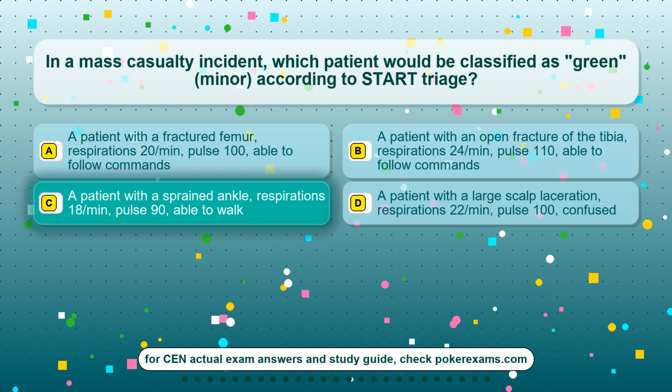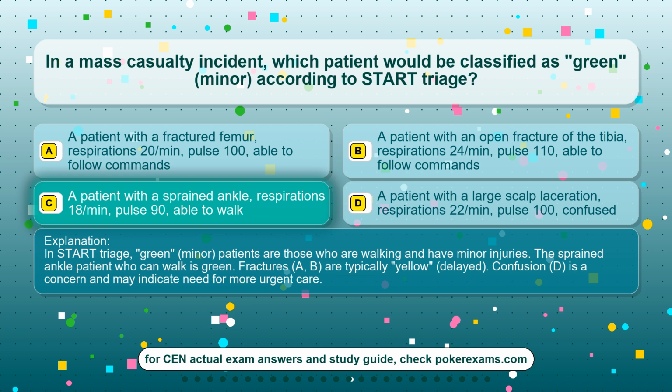The correct answer is option C, a patient with a sprained ankle, respirations 18 per minute, pulse 90, able to walk. In START Triage, green, minor, patients are those who are walking and have minor injuries. The sprained ankle patient who can walk is green. Fractures, A, B, are typically yellow, delayed. Confusion, D, is a concern and may indicate need for more urgent care.